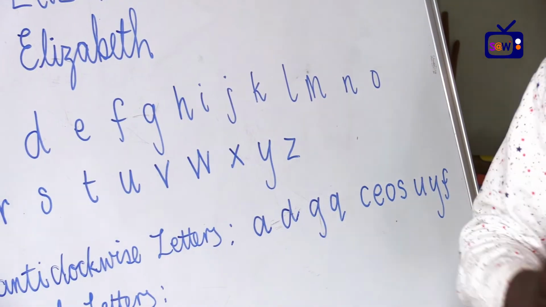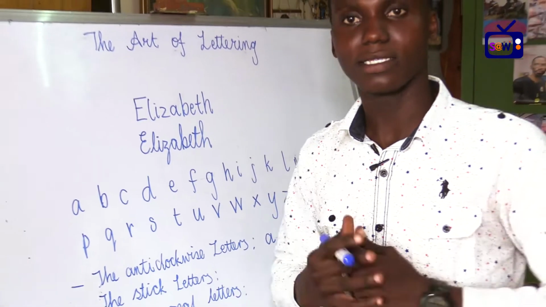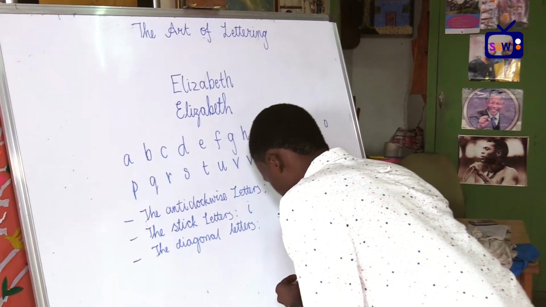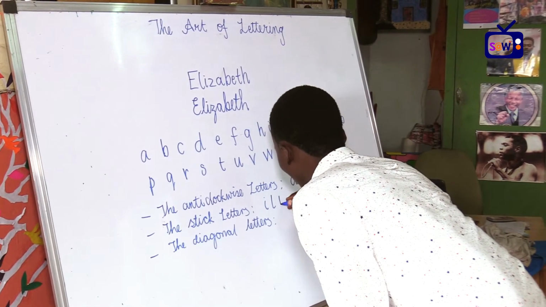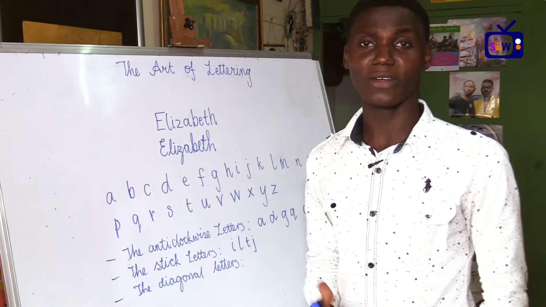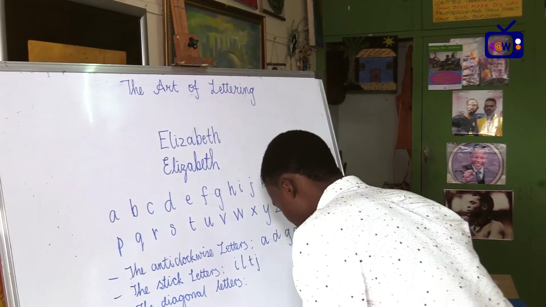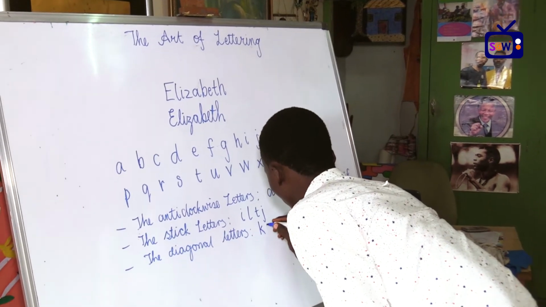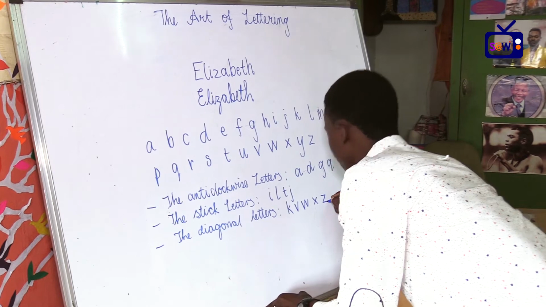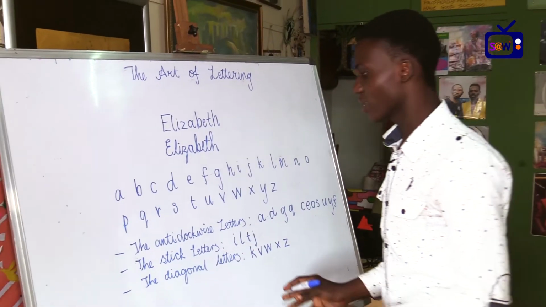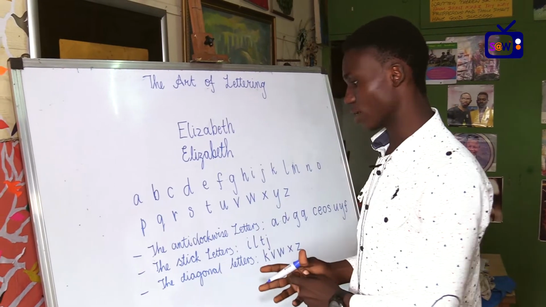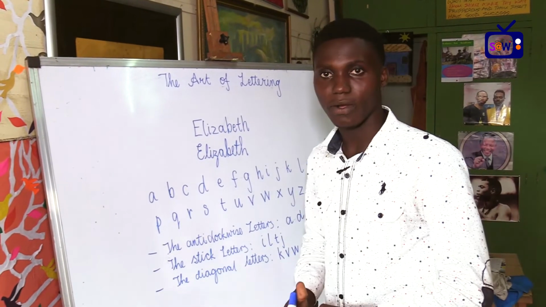We also have the stick letters. As the name implies, stick meaning standing. Examples: we have I, L, T, and J. And the last group, the diagonal letters: we have K, V, W, X, and Z. Looking at this group of letters, they are arranged based on how they are being formed: the anti-clockwise letters, the stick letters, and the diagonal letters.